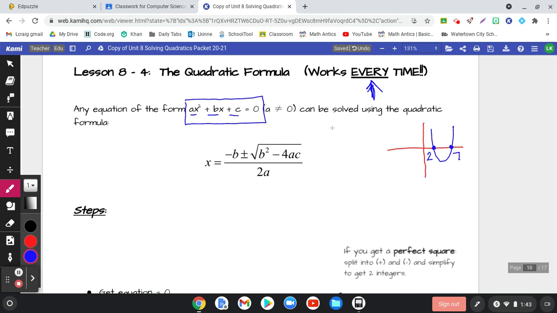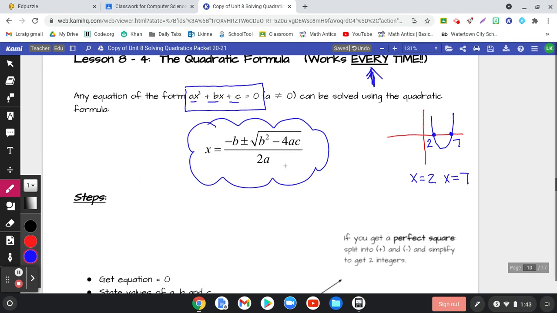Now, if you look at the equation, it's x equals, because if I was looking for these two zeros, they'd be x equals 2 and x equals 7. Well, if I use the formula, I'm going to get that same thing. And you'll notice the square root. We've been working with square roots.